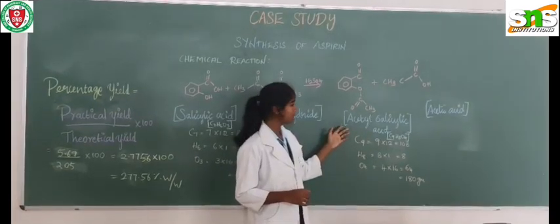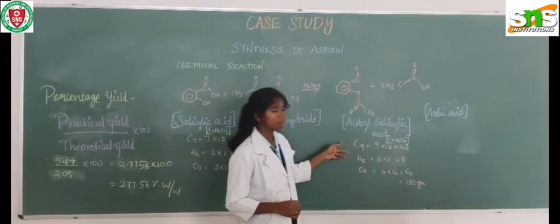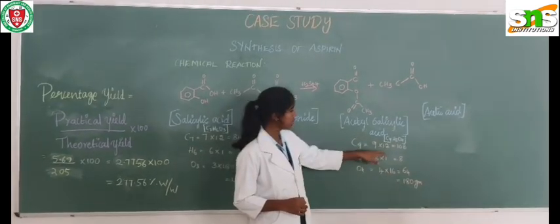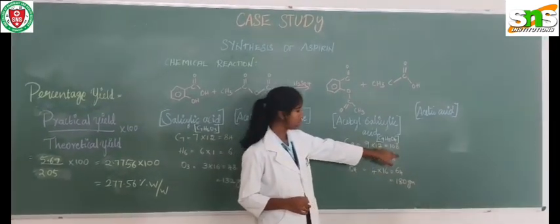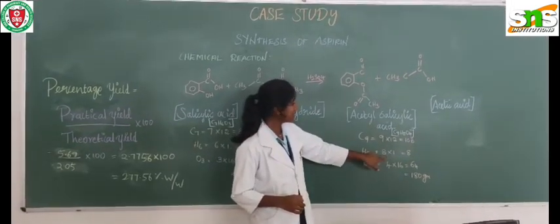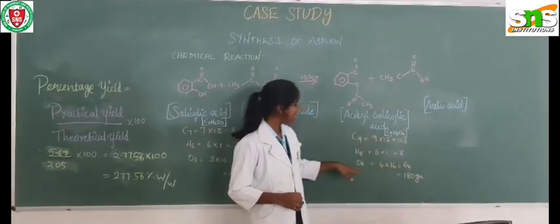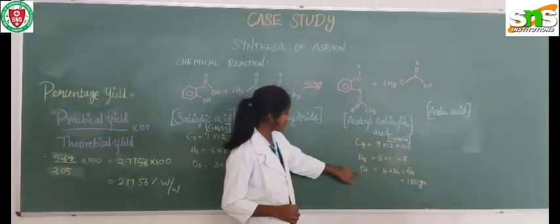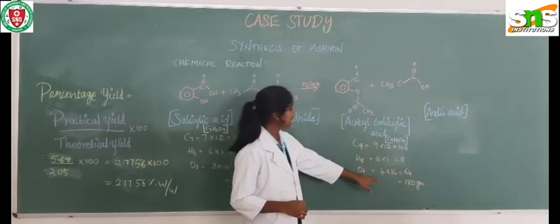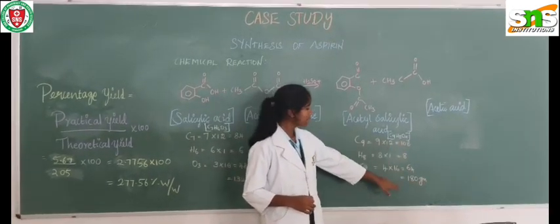It is also called acetylsalicylic acid. It contains 9 carbon atoms. Its mass is 12. When we calculate, we get 108. The hydrogen atoms number 8. Its mass is 1. When we calculate, we get 8. It contains 4 oxygen atoms, and its mass is 16. When we calculate, we get 64. Totally 180.